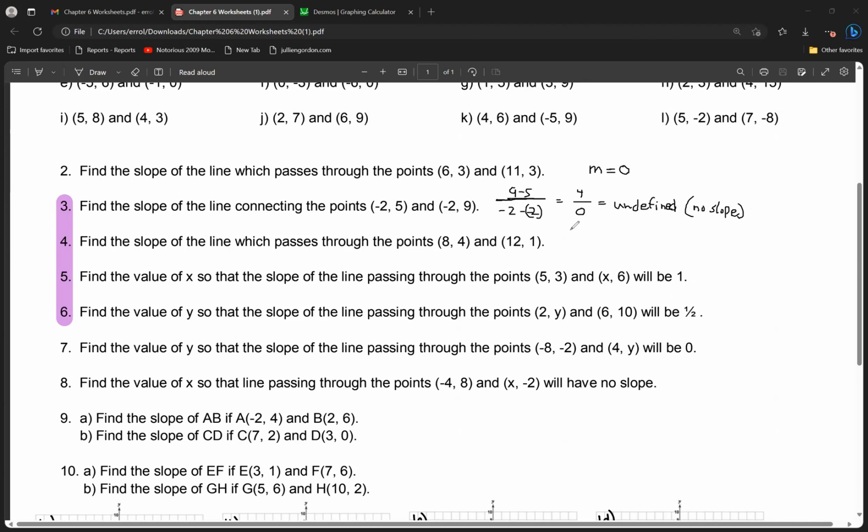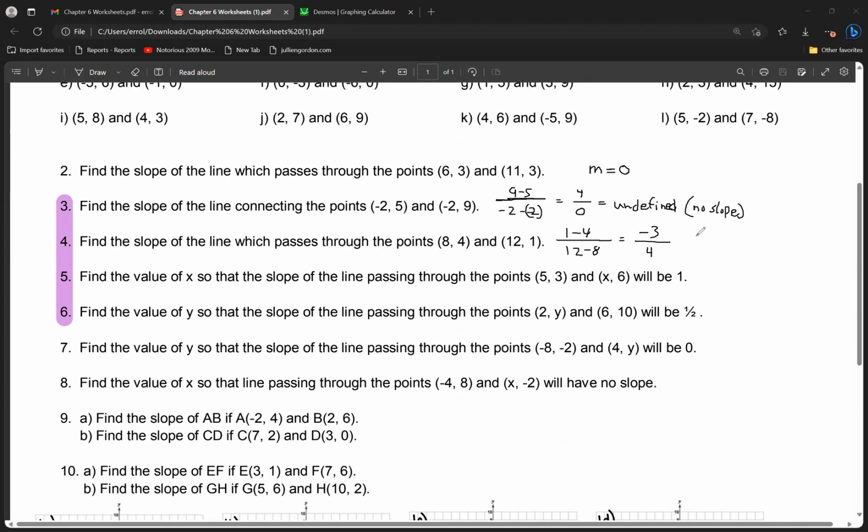1 minus 4 over 12 minus 8. Okay. 1 minus 4 is -3 over 12 minus 8, which is 4. So the slope is -3/4. So it's going down. It's a negative slope. So it's going down to the right.